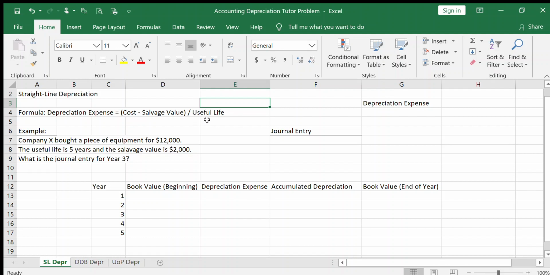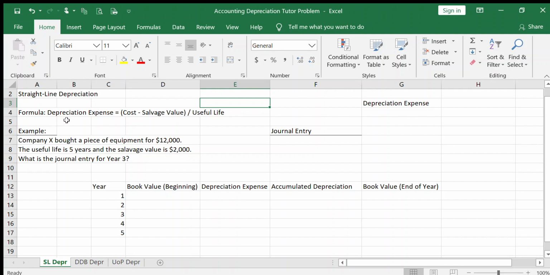Our useful life is however long we think we're going to be able to use our piece of equipment. So if we buy a piece of equipment and we think we're going to be able to use it for 5 years, that will be its useful life. And our salvage value is what we think we'll be able to sell that piece of equipment for at the end of its useful life. So if we use a piece of equipment for 5 years and we're not going to use it anymore, but we can still sell it for a certain amount of money, let's say $1,000, that would be its salvage value.